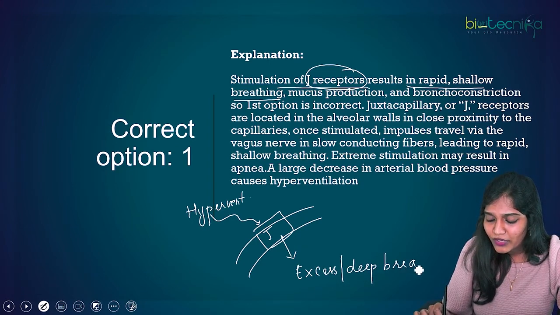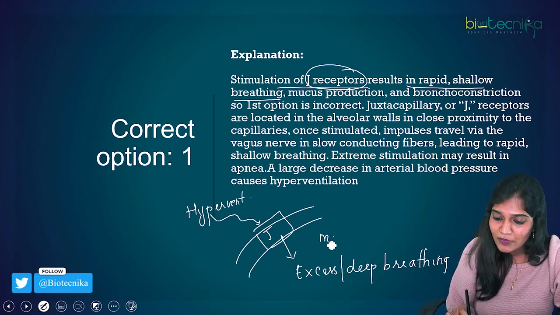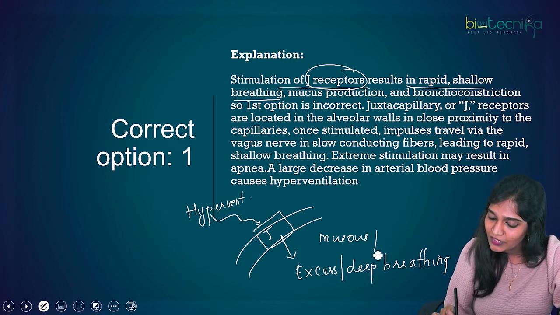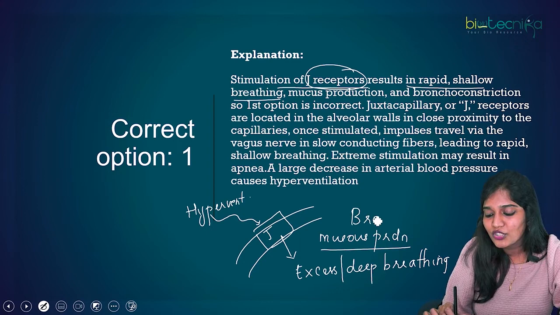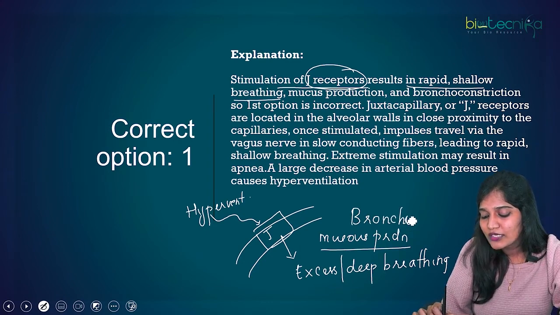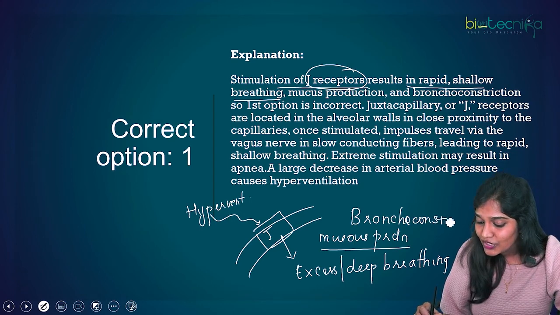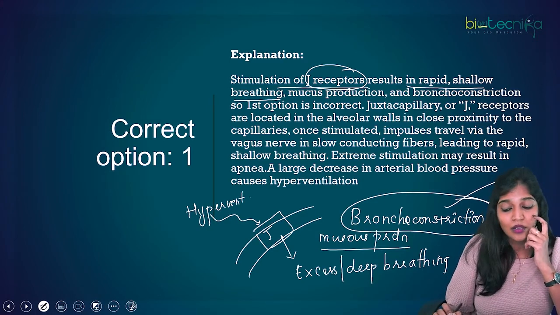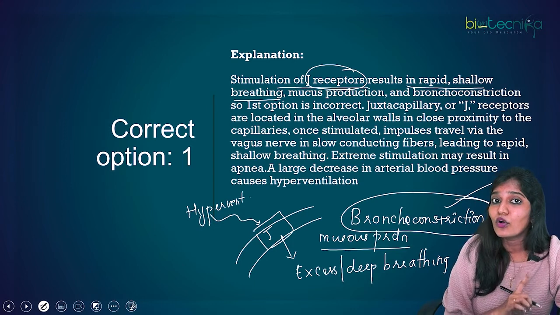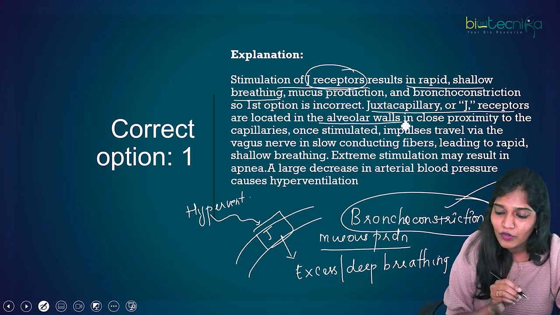Is it going to do only this or is it going to do anything else? It is also going to cause mucus production. Yes, mucus production increases. And very important, bronchoconstriction. The bronchioles will constrict actually. It is not going to be bronchodilation. So the J receptor is definitely going to induce bronchoconstriction and not bronchodilation. The next one, the J receptor, as we already know, is present in the alveoli wall.